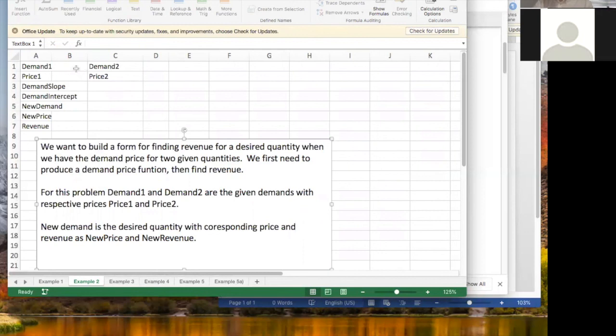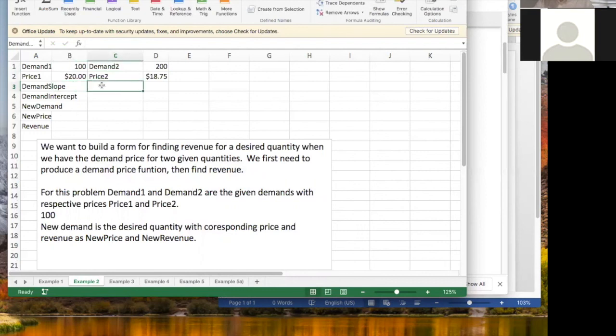Well, really, when we do that, there are 4 variables. There's demand 1, demand 2, price 1, and price 2. So I'm going to fill those in as 100, 200. The price to get 100 people to be interested in it is $20. To get 200 people interested in it, I have to drop my price to $18.75.